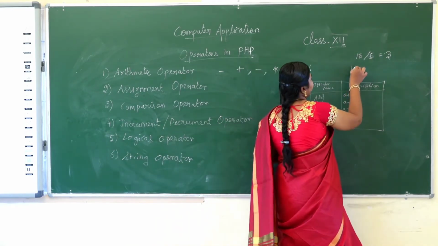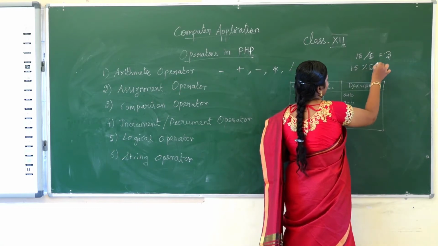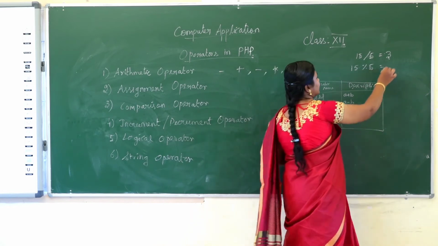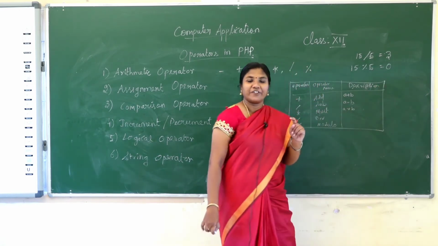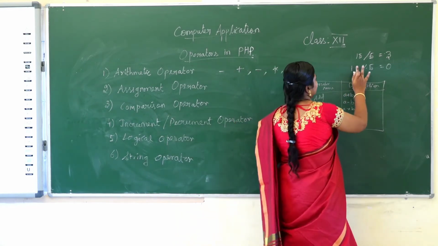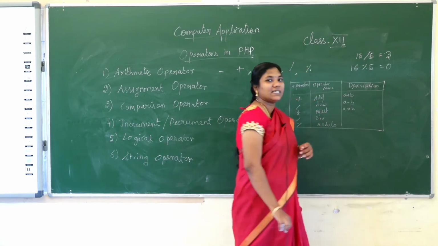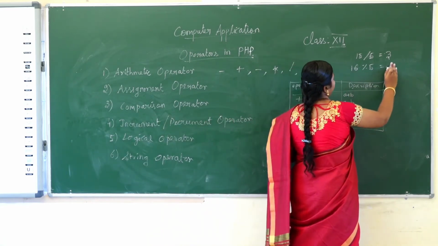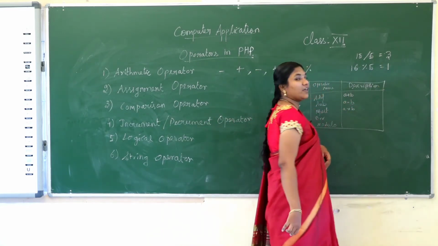But when I am giving 15 percentage symbol 5, that is modulo division, then what will be the output for me? My output will be 0. That is, 15 when divided by 5, the remainder is 0. Suppose I am having 16 divided by 5, then what will be the output for me? 16 modulo 5, the remainder will be 1.